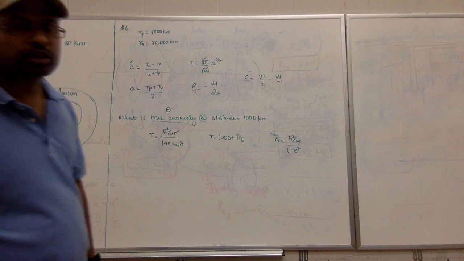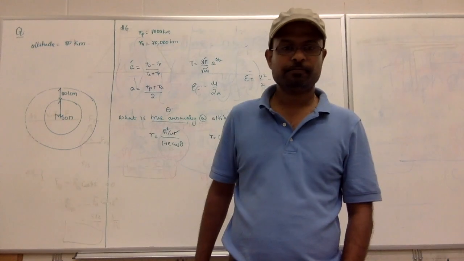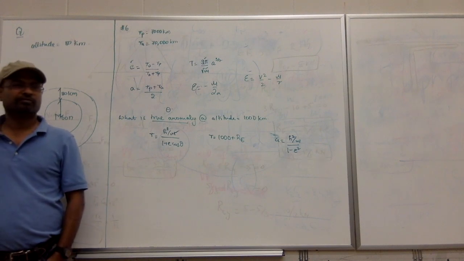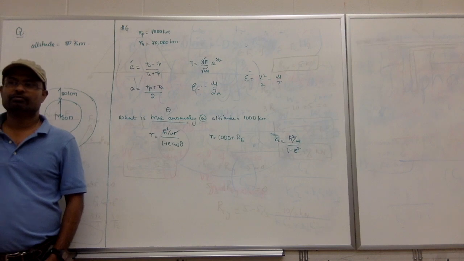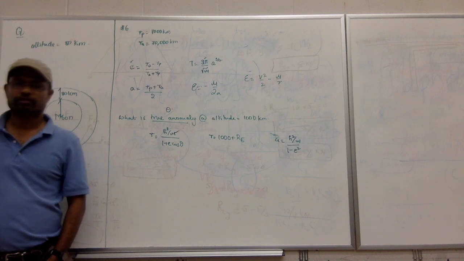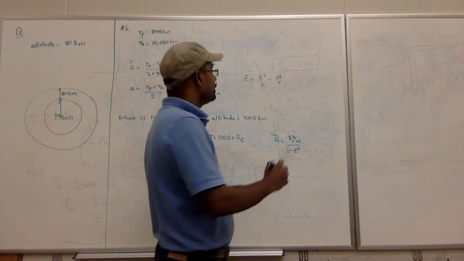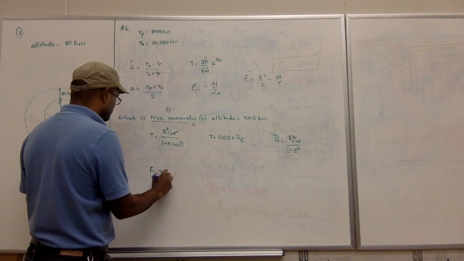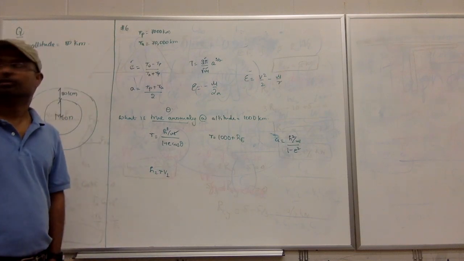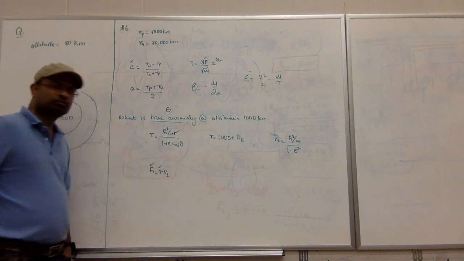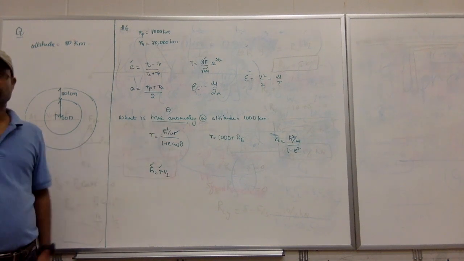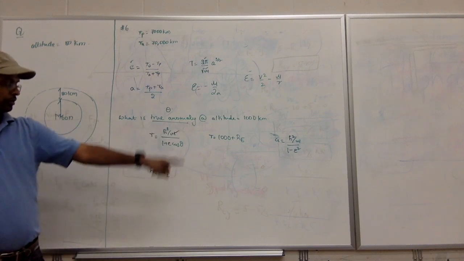Now find VR and V perpendicular at the points found in part E. Anybody? I won't ask you that. Don't worry about it. Okay. E, I'll give you. H is what? Okay. Here H is known, R is known. What is R? 1000 plus R, the radius of the Earth. So H is known. You have to calculate V perpendicular.